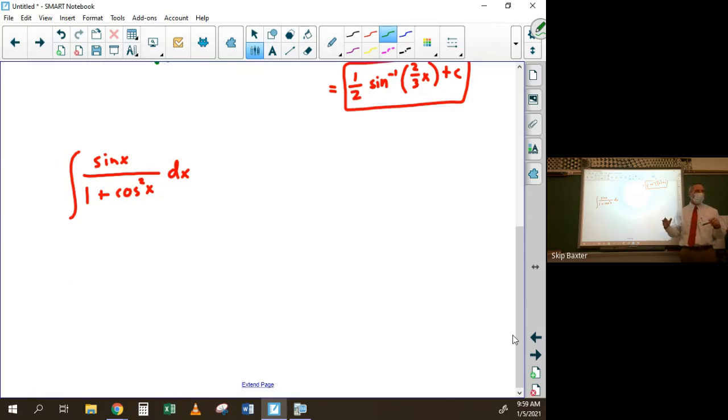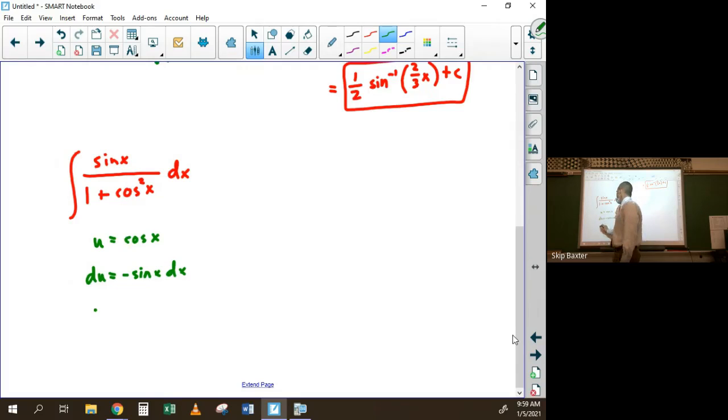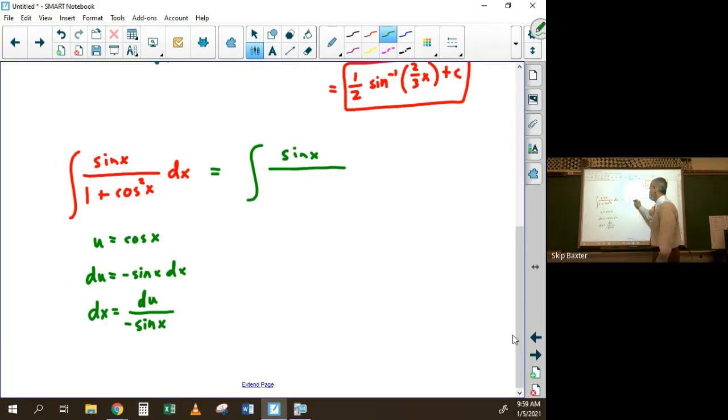If you have u equal cosine x, then it's going to be 1 plus u squared on the bottom, right? And here's the derivative, or a constant multiple of the derivative of u, as a factor of the integrand. So yes, u is cosine x, du is negative sine x dx, dx is du over negative sine x. So this substitution would be sine x over 1 plus u squared times du over negative sine x.